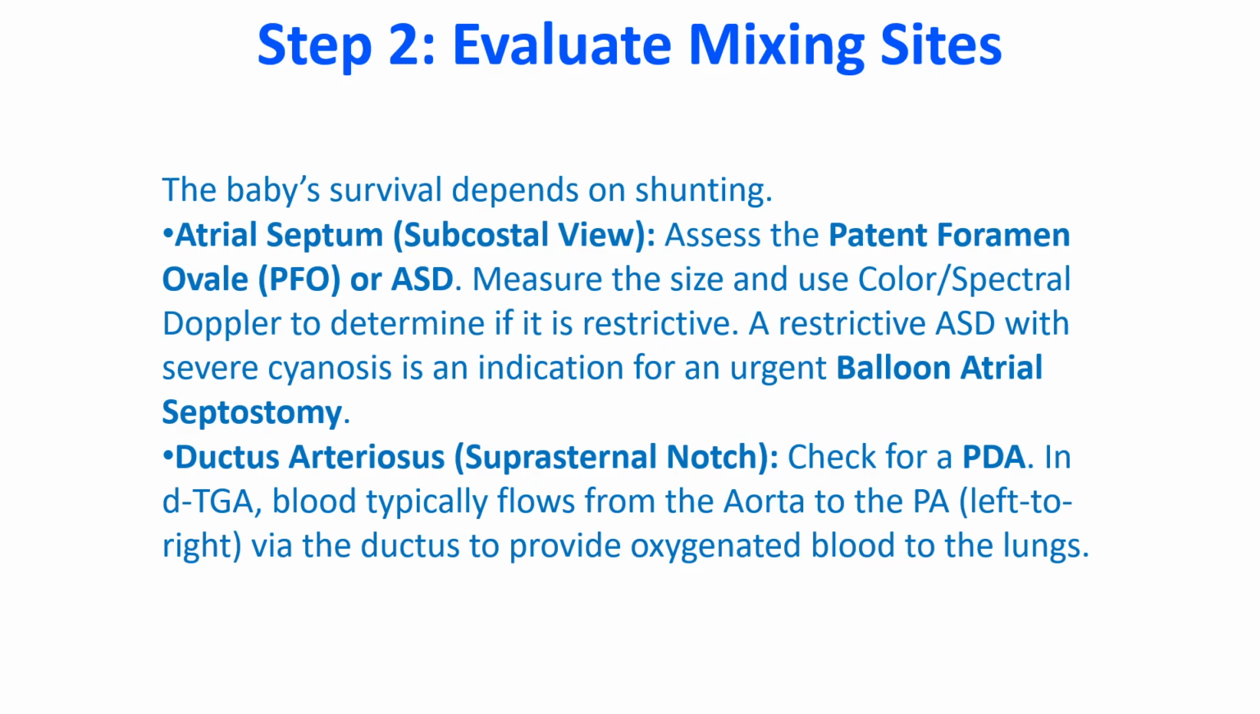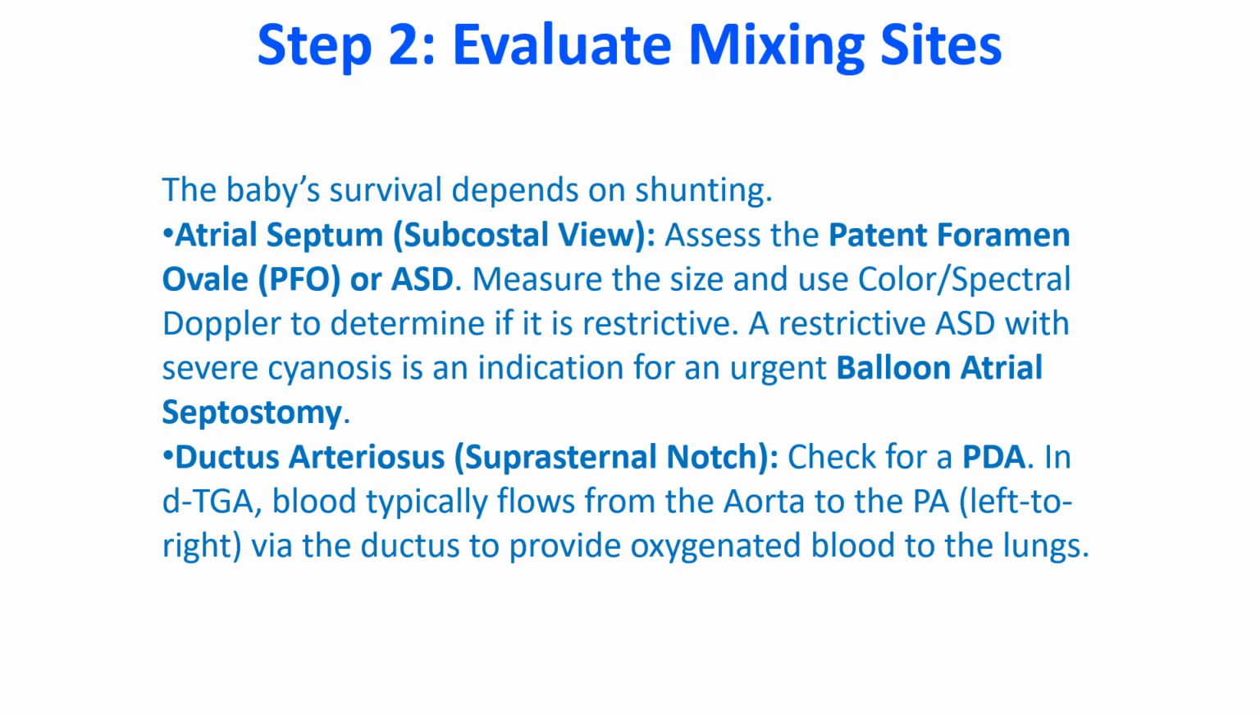The baby's survival depends on shunting. Look at the atrial septum in subcostal view. Assess patent foramen ovale or atrial septal defect. Measure the size and use color or spectral Doppler to determine if it is restrictive. Restrictive means small ASD or PFO with a high gradient. A restrictive ASD with severe cyanosis is an indication for an urgent balloon atrial septostomy for enlargement of the mixing site.